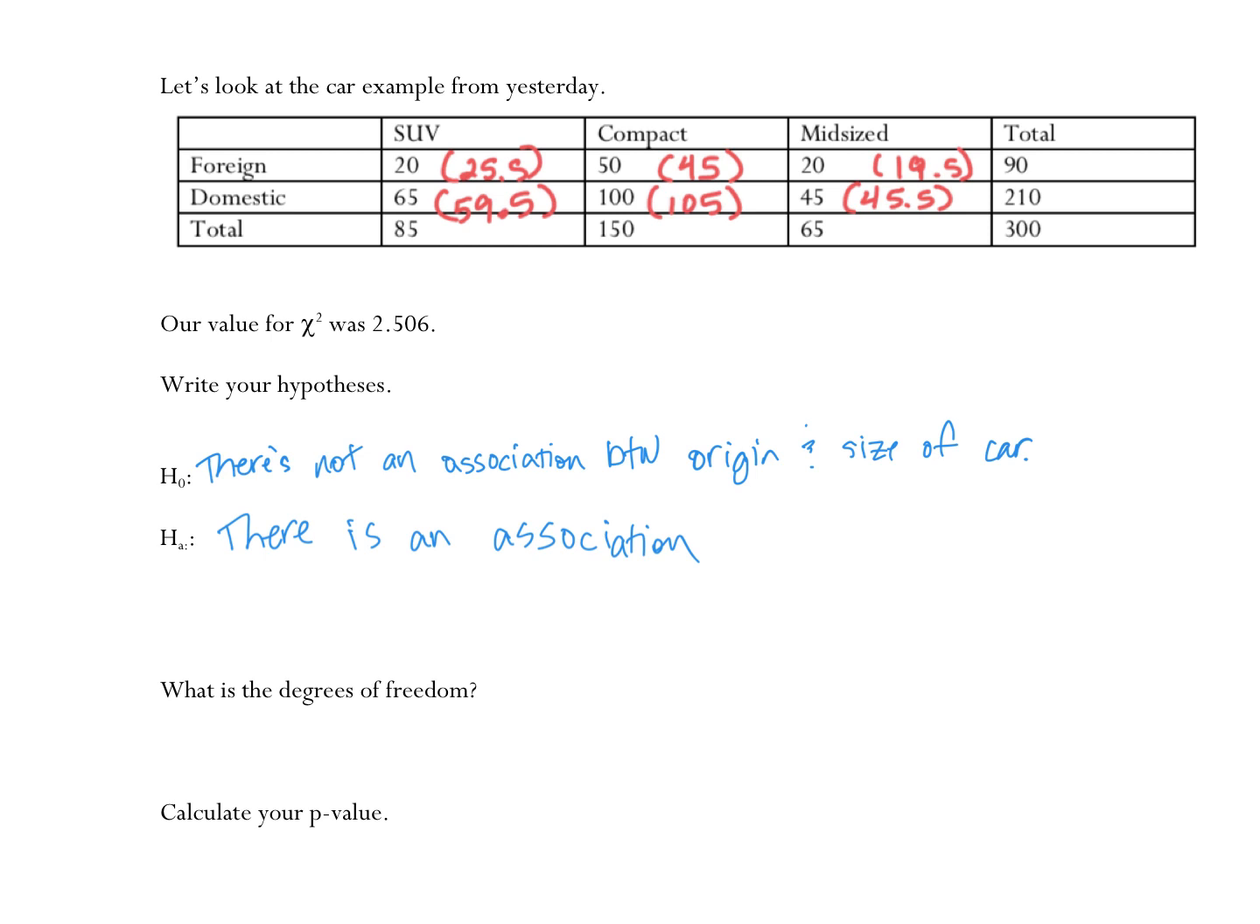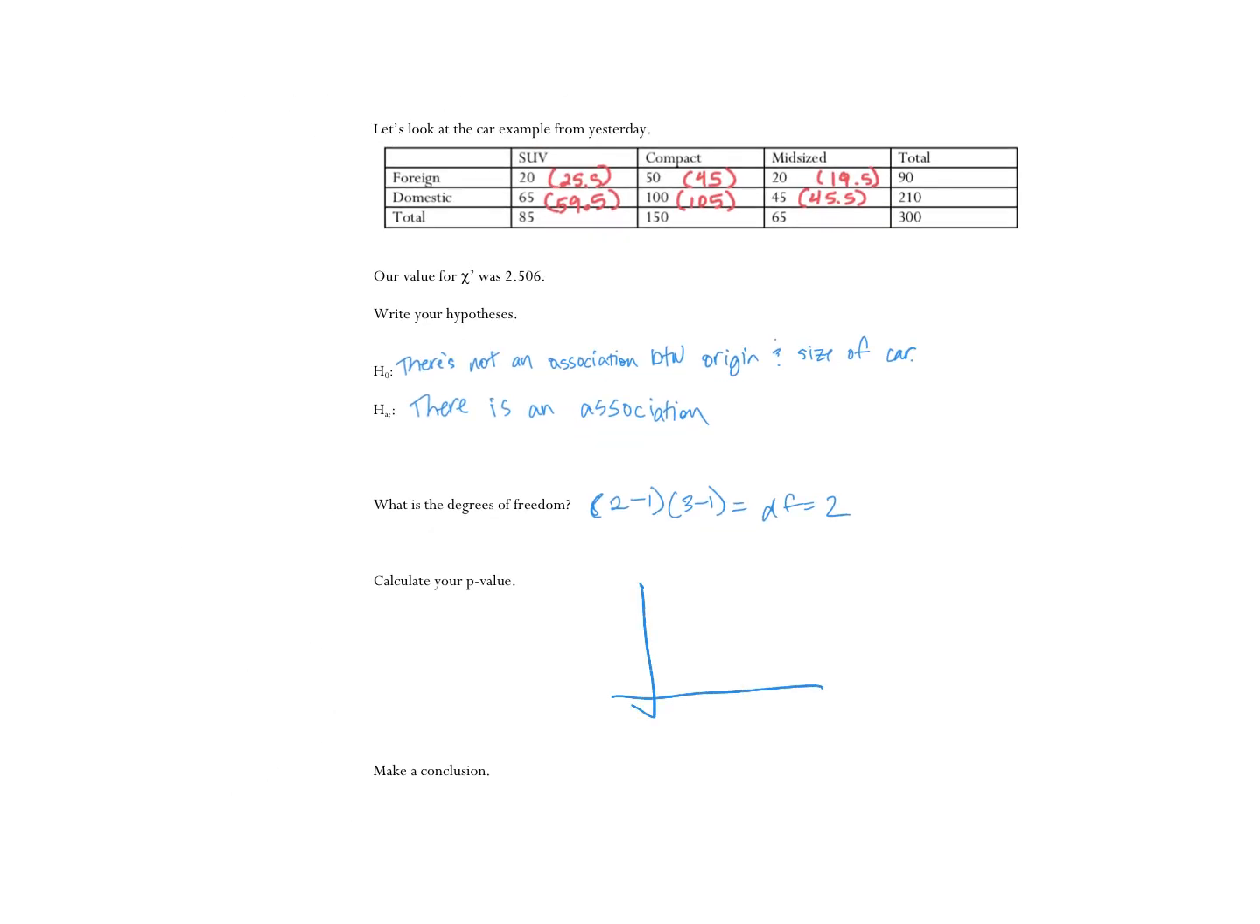So how many rows do we have? 2 rows, because you don't count the totals. Times how many columns? 3 minus 1. So my degrees of freedom is equal to 2. Then we draw the picture. We didn't get to calculating this chi-squared, but it was 2.506. You're going to label that 2 degrees of freedom. And then tell me what the p-value is.